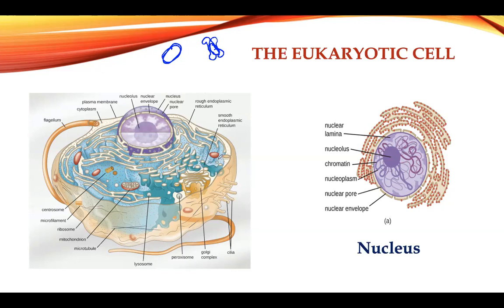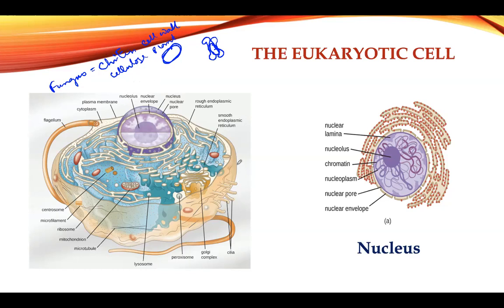The cell wall is different, like in fungi. For the fungi, the cell wall is made up of chitin. It's a very characteristic feature; no other organism has a chitin cell wall. Plants have a cellulose cell wall. So it differs from one organism to another organism.